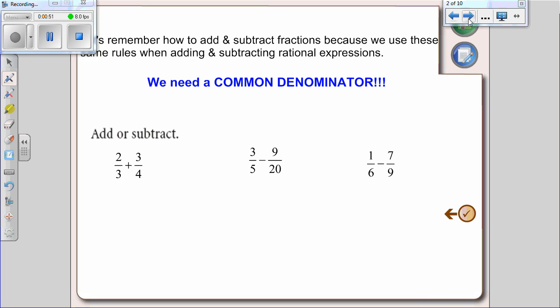And if you're not sure how to do that, you just write out the multiples for each. So the multiples for 3 are 3, 6, 9, 12. Multiples of 4 are 4, 8, 12. We stop there because 12 and 12 are at both. You guys are pretty good at that.